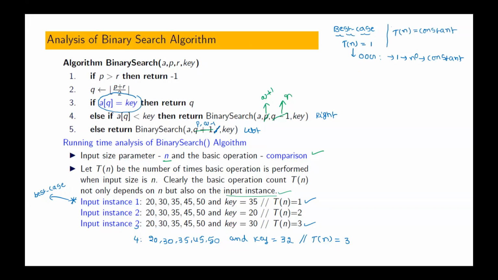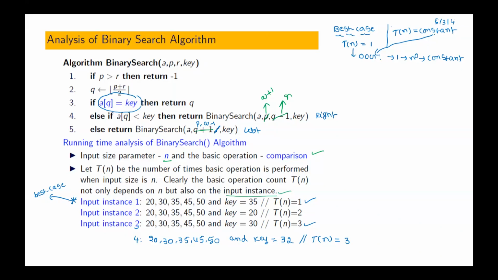Are both correct values of T of n in the best case or not? If it is constant, what is its order of growth? If T of n is 1, constant, what is its order of growth? 1 only. N power 0. Constant means it can be 5 or 10 or 3, 4, like this.